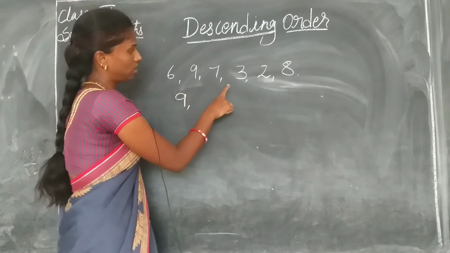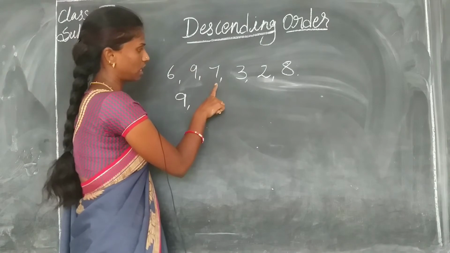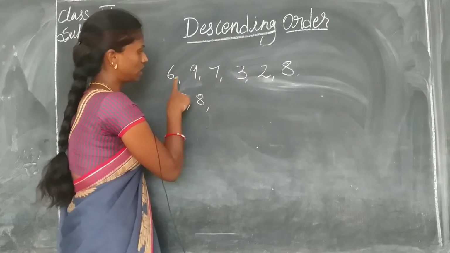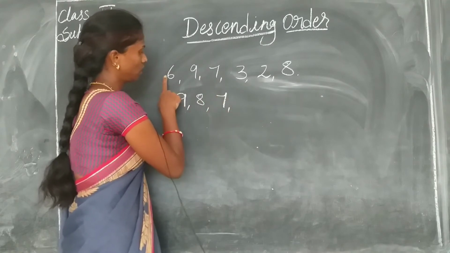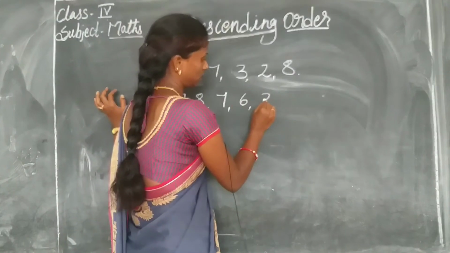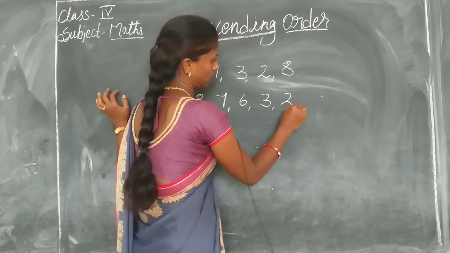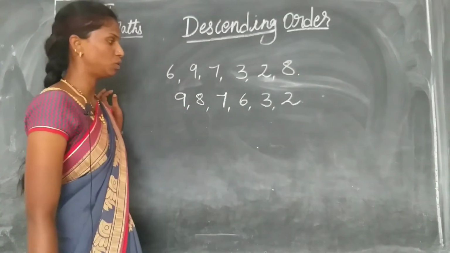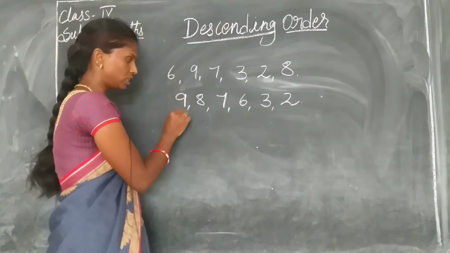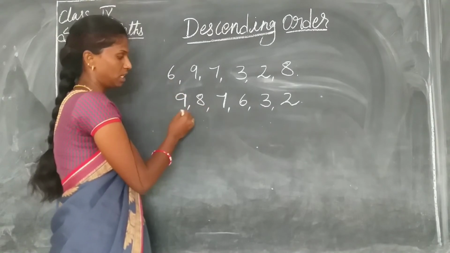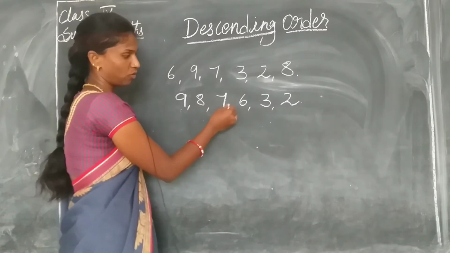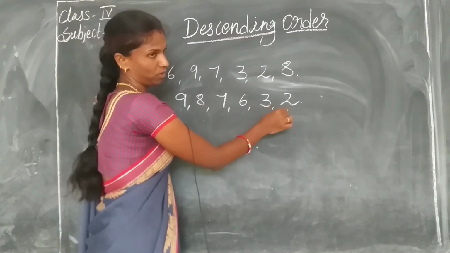Next 8, then 7, after that 6, after that 3 and the remaining number 2. So 9 is the biggest, so 9 we have to write first. After that 8, comparing to 9, 8 is less. After that 7, after that 6, after that 3, after that 2.